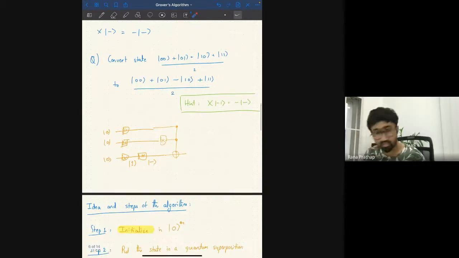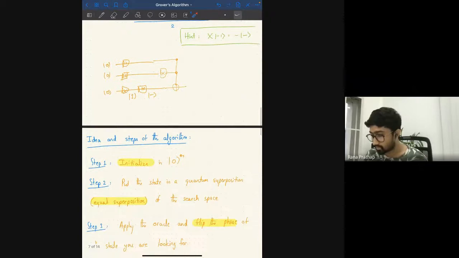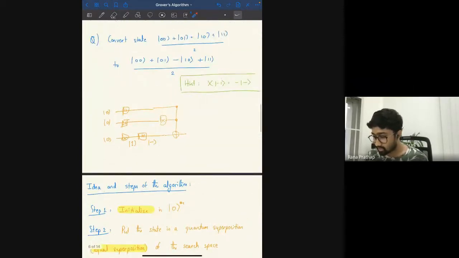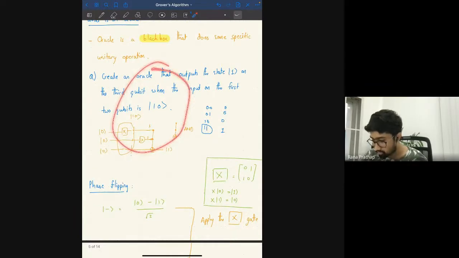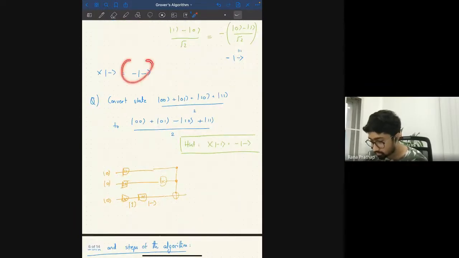Are there any doubts at this point? If not, I'll carry forward. Yeah. So this is how you can use the previous idea of creating a specific oracle and the idea of phase flip to tag a specific state, right?